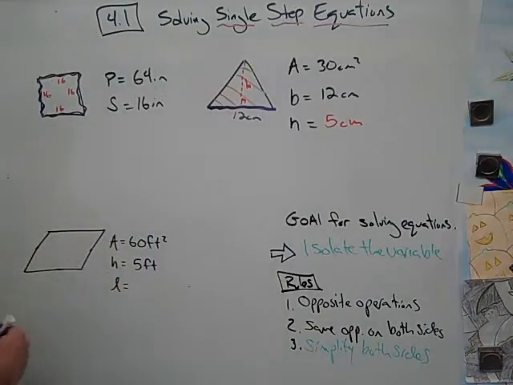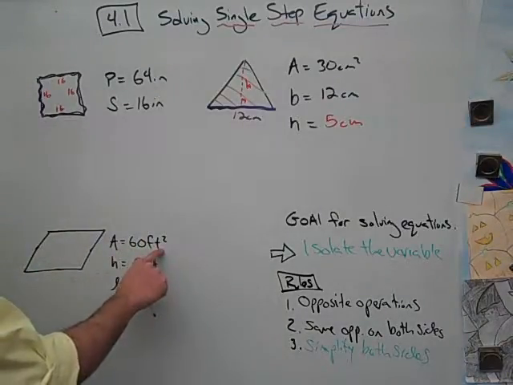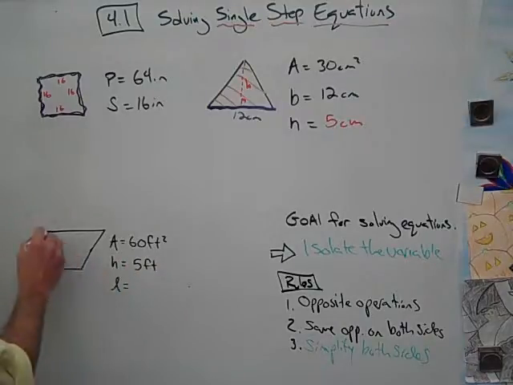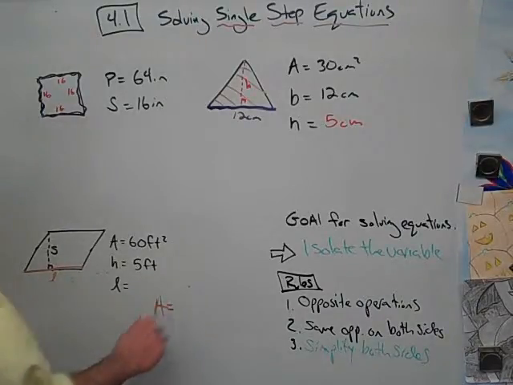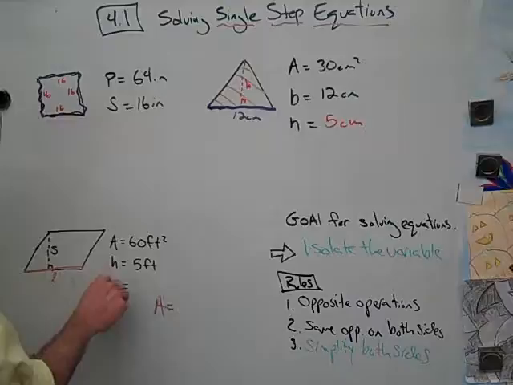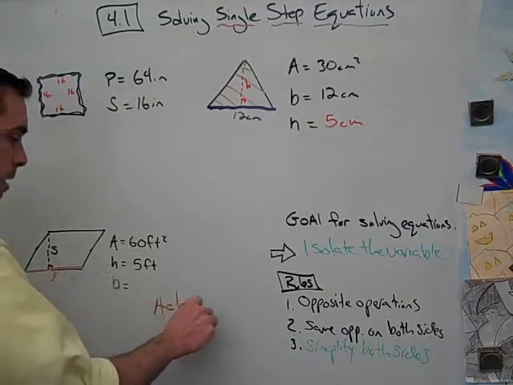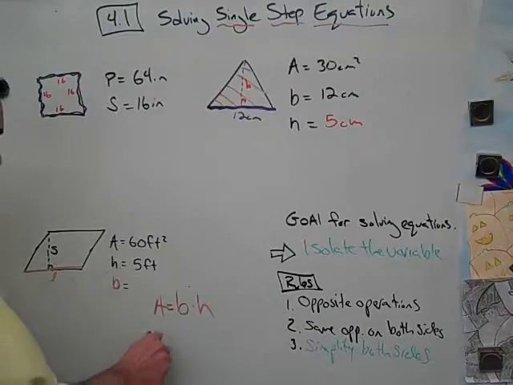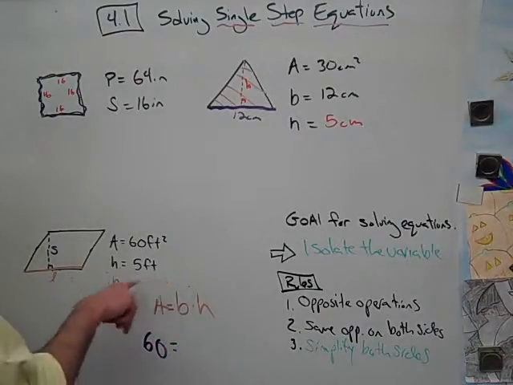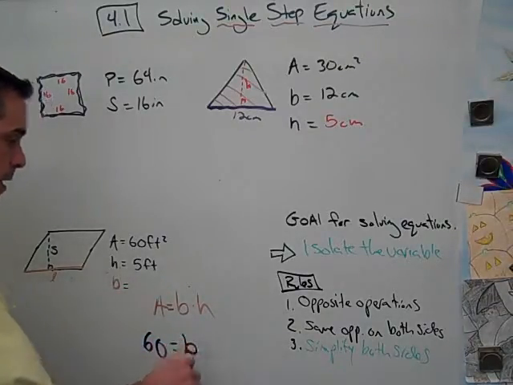This is a parallelogram. My area is 60 feet squared. My height is 5 feet, so I have a height of 5 feet, an area of 60 feet squared, and I'm wondering what the base or the length of the bottom is. Okay, so my area formula is, I'll call that base. I gave it a wrong variable. Area is base times height. So in this instance, I'm going to have 60 equals my base, I'll call it B, times my height of 5.